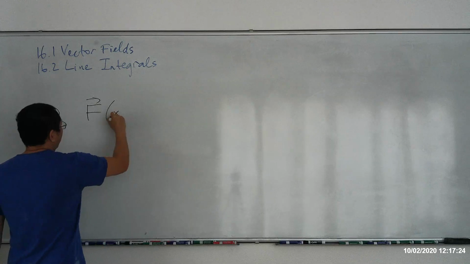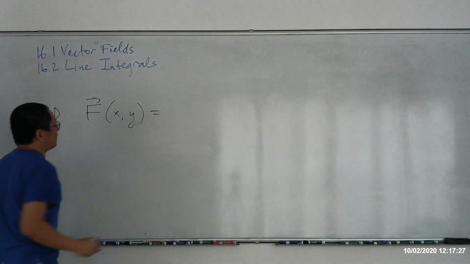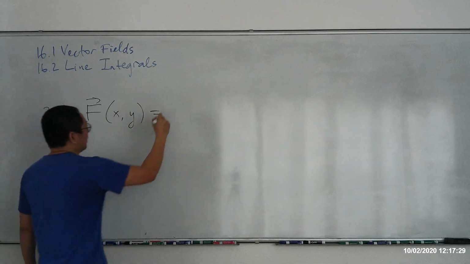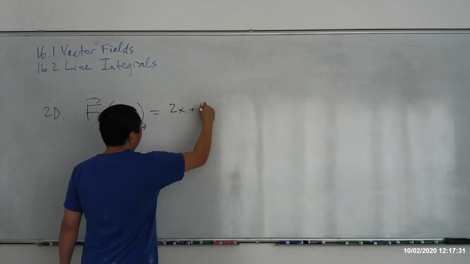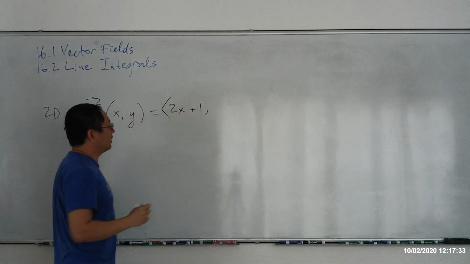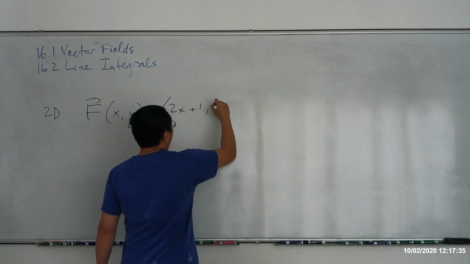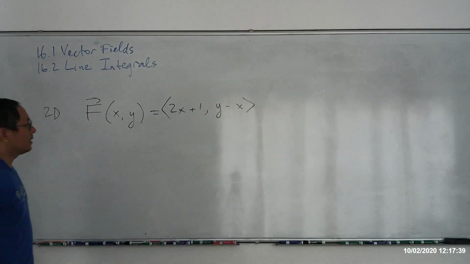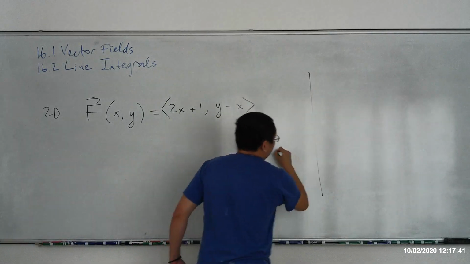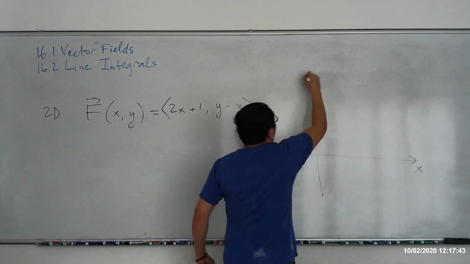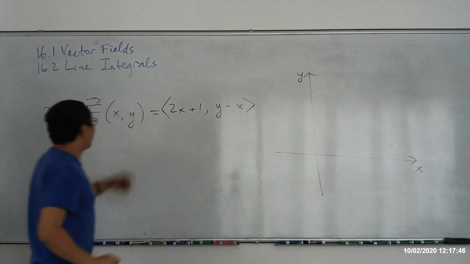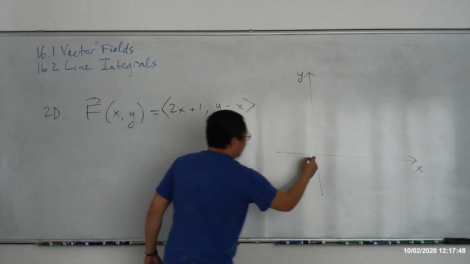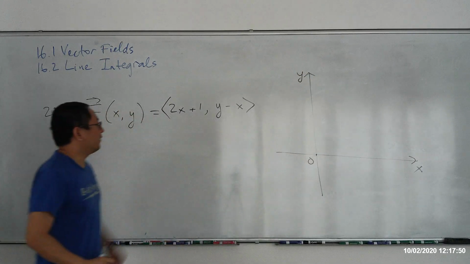Vector f of x, y is defined by 2x plus 1, comma, y minus x, for example. This is a vector. Okay? So if you plug a point x, y, this is the xy plane, 2D, you're going to have a vector at that point.